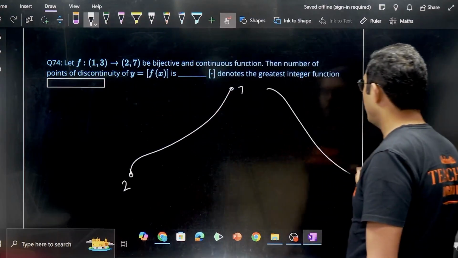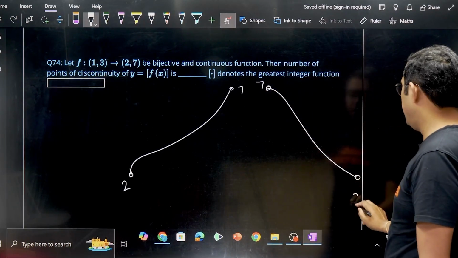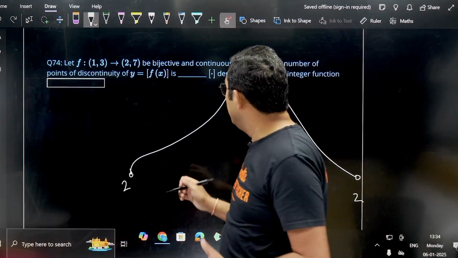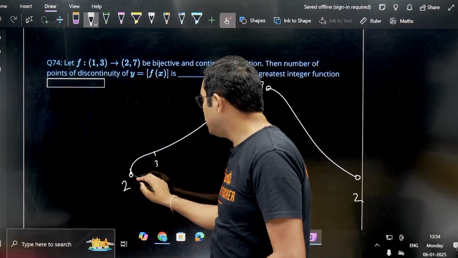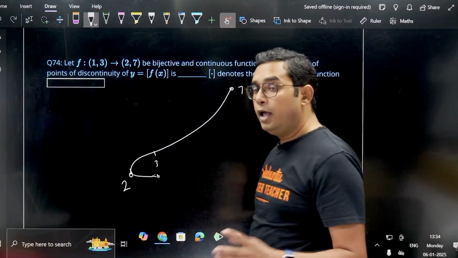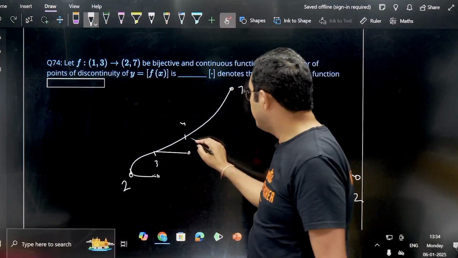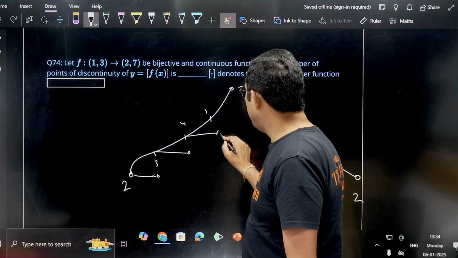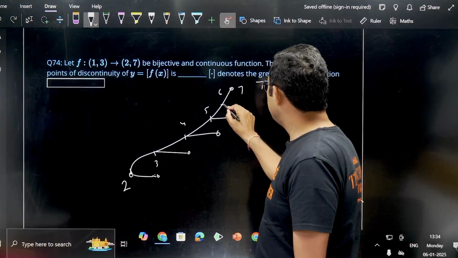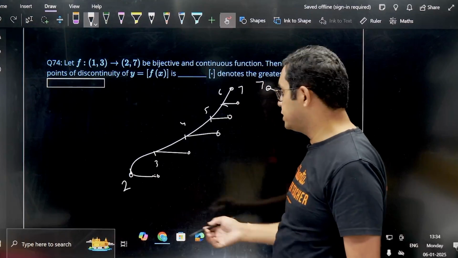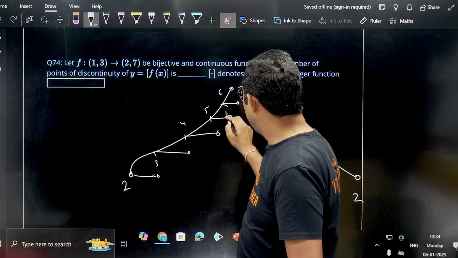It will be going down like this. So it will start from, I think, 7 value will be here and 2 will be at the end point. Now if you take GIF, the value from 2 to 3, then GIF will be just 2, and after 3 up to 4, the value of GIF will become 3. Now 4 to 5, the value of GIF will become 4. 5 to 6, the value of GIF will become 5. And from 6 to 7, the value of GIF will become 6. So you can say the number of points of discontinuity are 1, 2, 3, 4, and 5.